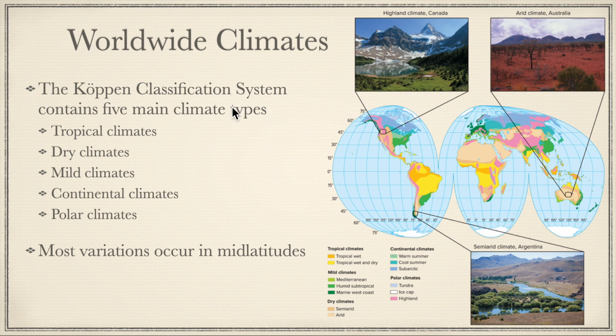So, worldwide climates. The Köppen classification system contains 5 main climate types. We have tropical climates, dry climates, mild climates, continental climates, and polar climates. We're going to talk about all of those individually. Now, most variations tend to occur in the mid-latitudes, between about 30 degrees and 60 degrees north and south of the equator.